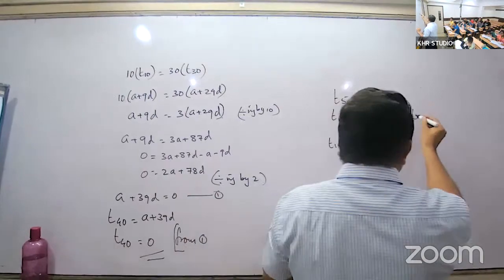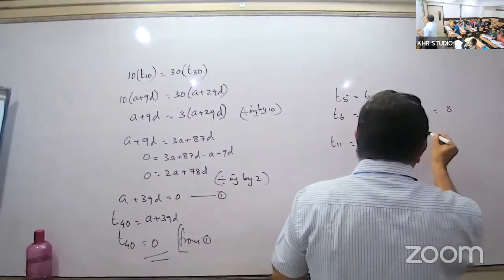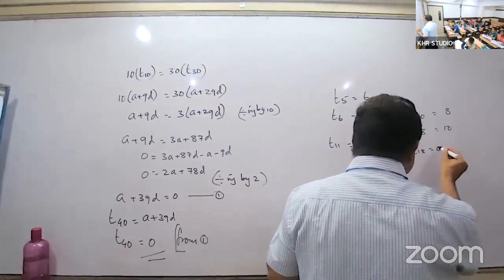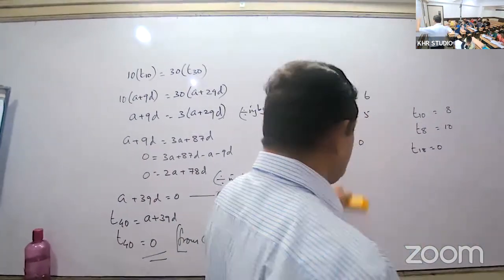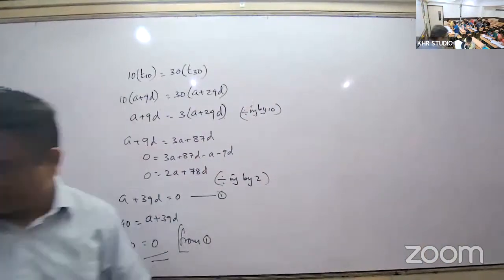If, for example, T10 is equal to, let's say, 8, then T8 will be equal to 10. Then we say T18 is equal to 0. This, our property, will automatically be satisfied. Okay, this is another property. Anyway, now, next one.